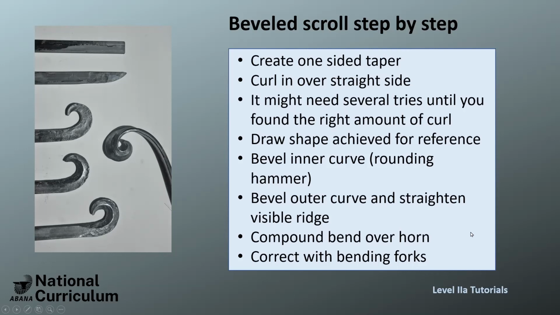Then the compound bend is really hard to explain, but it's pretty easy to see on the video how it's done. And then it's again hard to really do. The beveled scroll on the level 3 grill actually is easier to do than this one, I have the feeling, because it's a little bigger and the compound bend is easier to do.